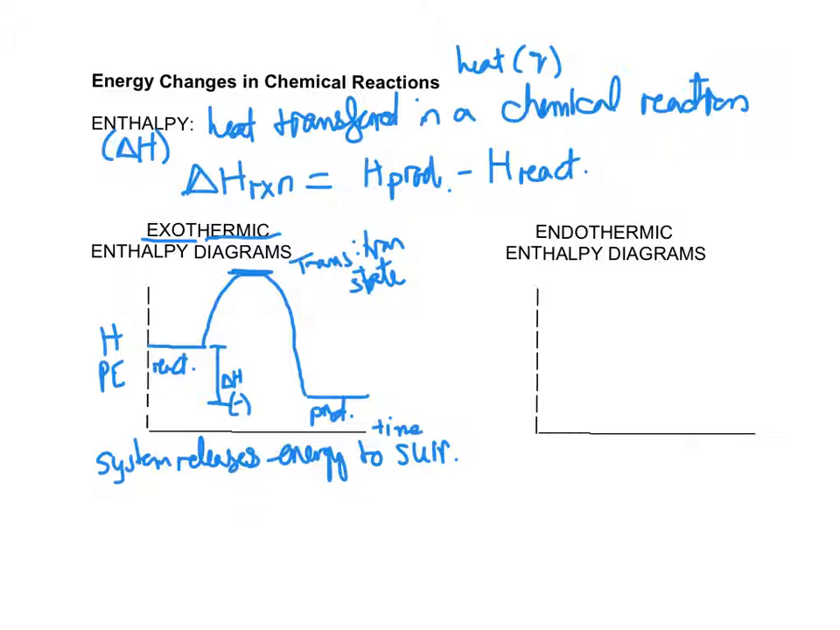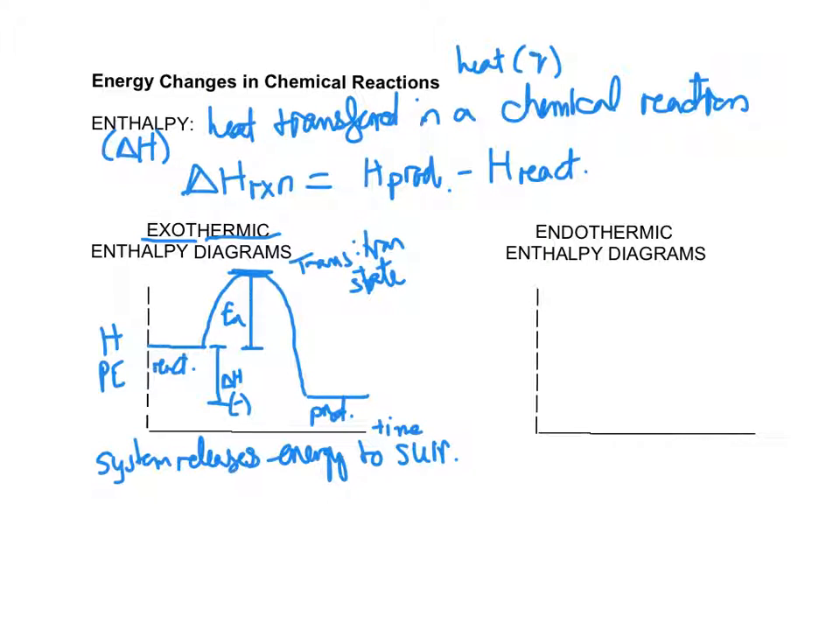Now, in order to get to that transition state, the reactants need a little bit of a push, and we call that push the activation energy. The activation energy is from where the reactants are to the top of the hill. This is your activation energy. That's how much energy I need to give it. It's a little push to get it to react.